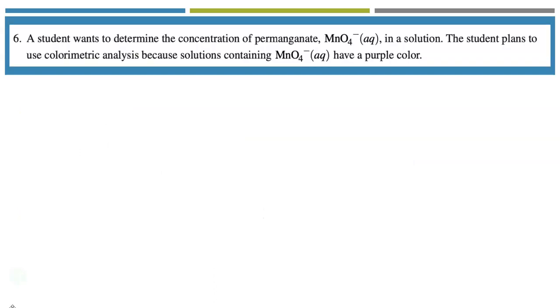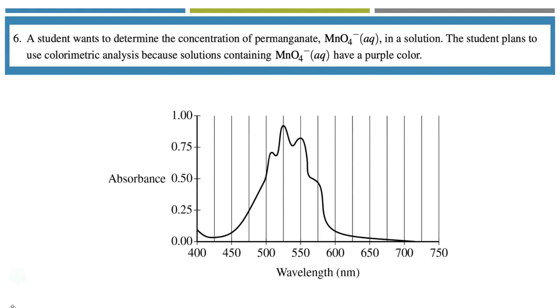A student wants to determine the concentration of permanganate ion, MnO4-, in a solution. The student plans to use colorimetric analysis because solutions containing permanganate ion have a purple color. And the next thing we're given is an absorbance spectrum for permanganate.